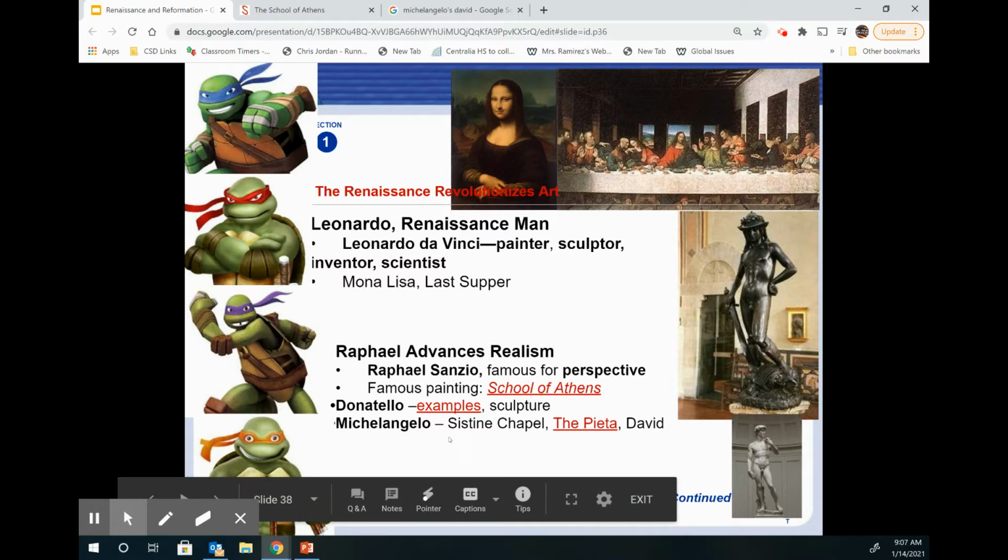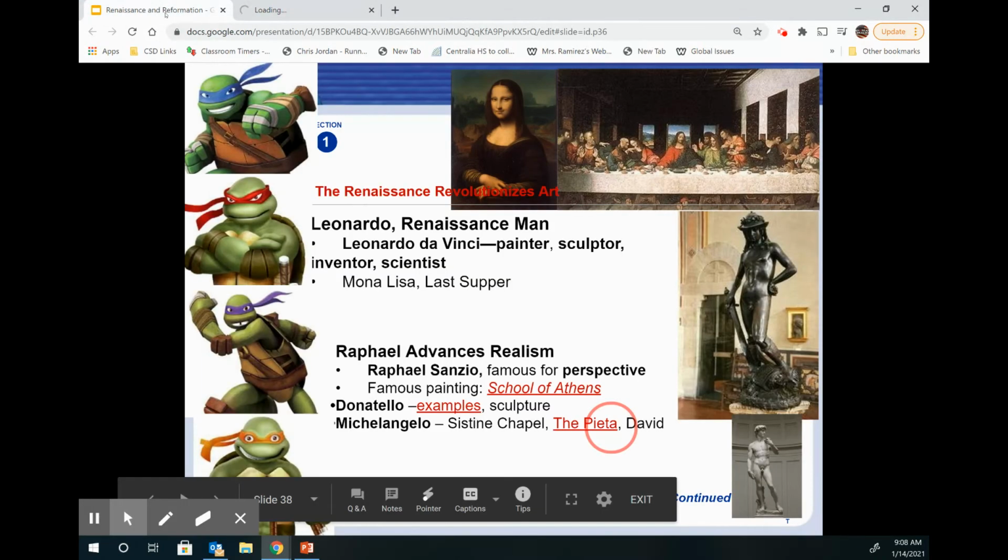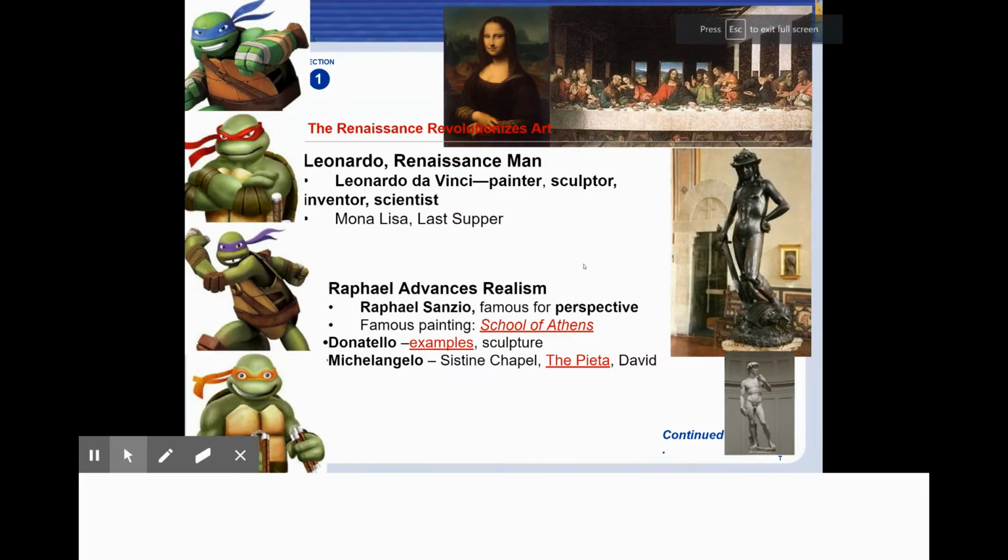Michelangelo, you are already familiar with, but he's responsible for the Sistine Chapel and the Pietà and David, this version of David. So here's Donatello's version of David, and here's Michelangelo's version of David. I want to explore with you the Pietà, however.